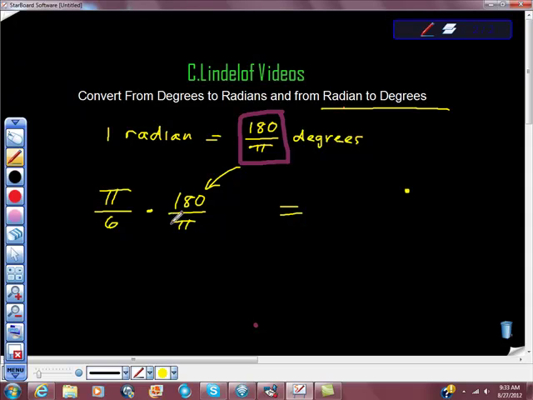Right? We can cross cancel here. Pi over pi is 1. 180 over 6 is 30, isn't it? So we get 30 degrees. So it is equal to 30 degrees. All right.